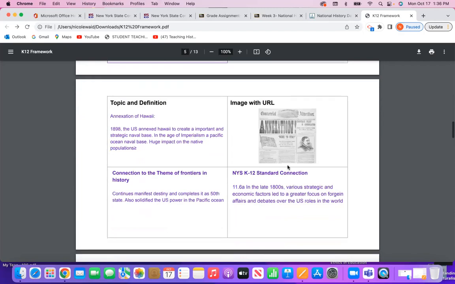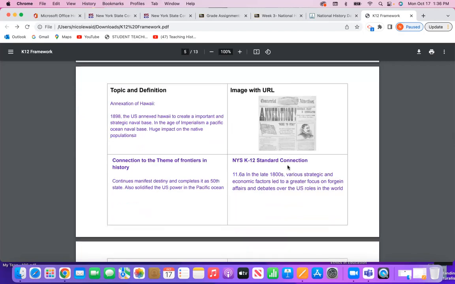Then we have the annexation of Hawaii. That is 11.6A. In the late 1800s, various strategic and economic factors led to a greater focus on foreign affairs and debates over the US role in the world. And again, making that connection to the themes of history.